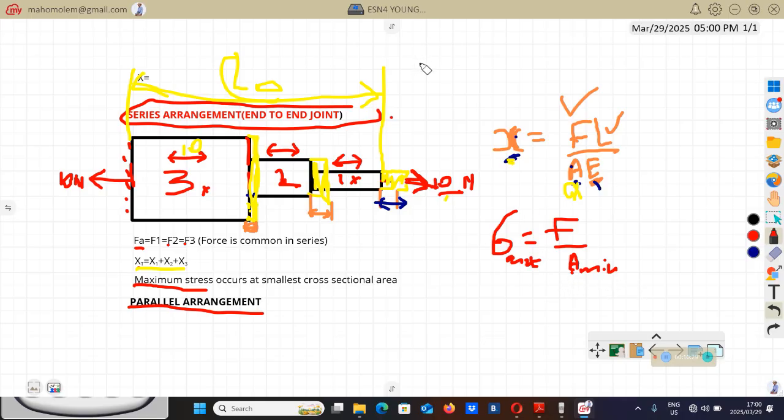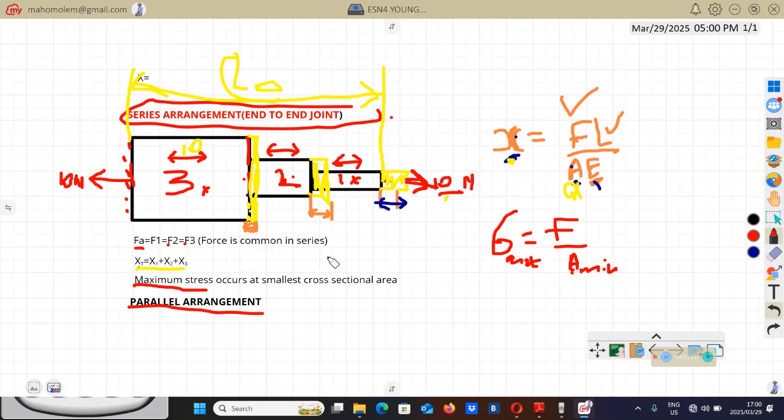Right, so if the question says that the maximum stress is 10 MPa, don't say the stress here will be 10, the stress here will be 10, the stress here will be 10. We won't have the same stresses since we have different areas. So when they say the maximum stress is 100 MPa, it means that that stress is the stress for the part where you'll have the smaller area.